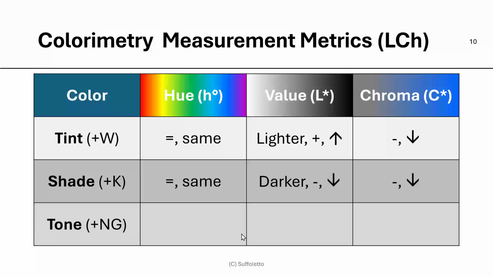Finally, let's look at a tone, which is the addition of a neutral gray. The hue should stay the same. The value should stay the same, but the chroma will decrease.